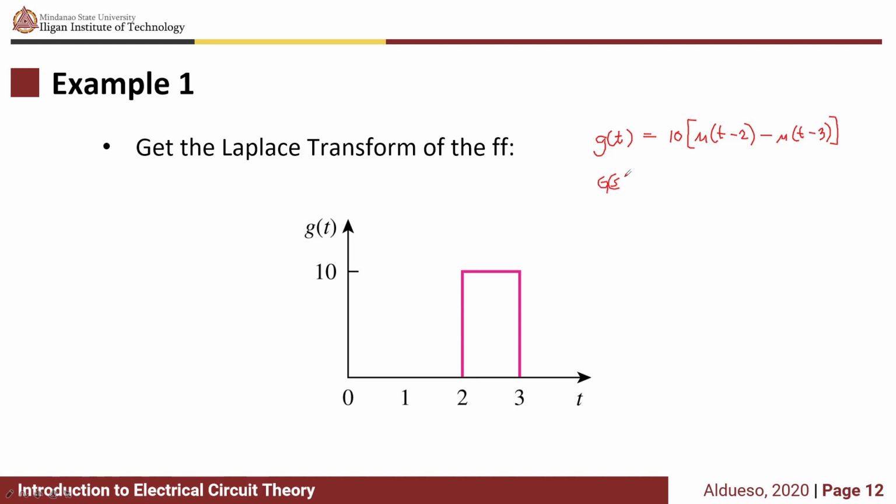We can easily get the Laplace transform. We have the Laplace transform of u of t minus 2, so we have a time shift. We have e to the negative 2s times the Laplace transform of f of t, which is just 1 over s, minus e to the negative 3s times 1 over s. We have 10 over s times e to the negative 2s minus e to the negative 3s.